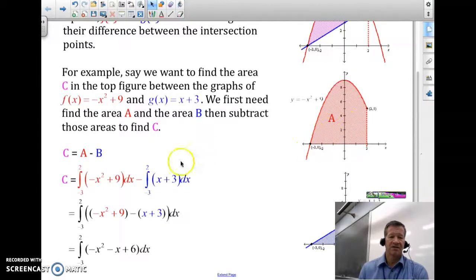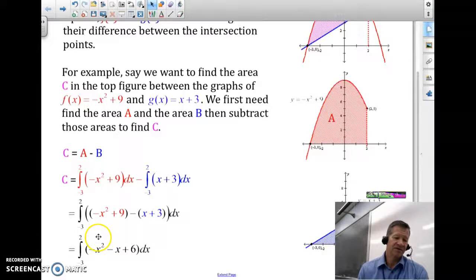So to find this area C, we are going to find the area under the red function minus the area under the blue. So integrating negative x squared plus 9 from negative 3 to 2 with respect to x minus the area under the blue function from negative 3 to 2. Now we have a property that says I can take those two separate integrals and combine them into one integral. Subtracting those two functions, I get negative x squared minus x plus 6. And this is the integral I would use to find that area.